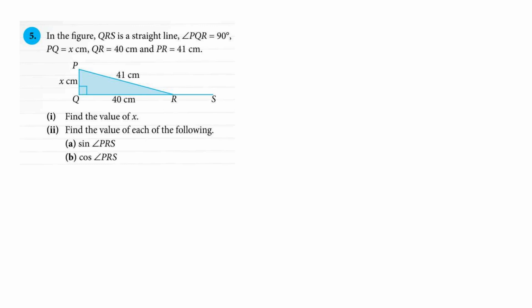Okay, let's look at the possible O-level questions. If you're given a right angle triangle, it will remind you of Pythagoras theorem, right? So you're given a right angle triangle and you're asked to find, in part 1, the value of x, and part 2 is to find the ratio for sine angle PRS and also for cosine angle PRS. Let's do part 1 first.